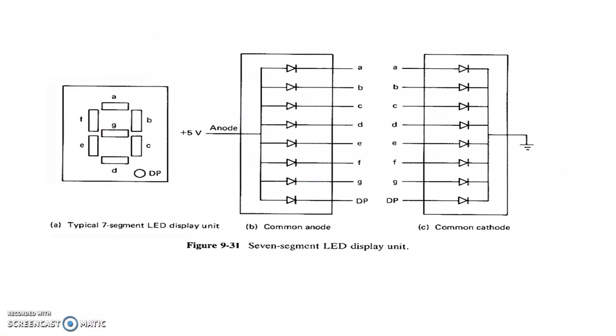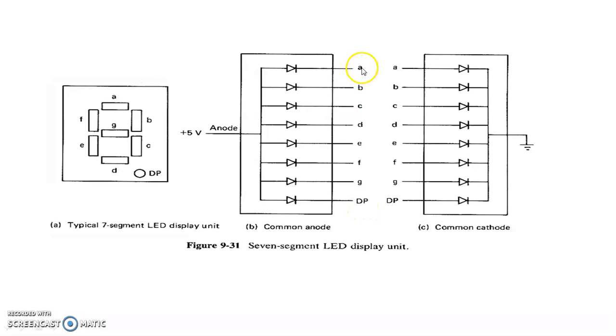So first let me see a simple 7 segment LED display unit. This is a 7 segment LED display unit which has segments A, B, C, D, E, F, G along with the decimal point. It can be of two types: one is common anode and the other is common cathode. In case of common anode, the anode of all the LEDs are connected to the positive 5 volt and the cathode is being driven by the processor. So it is A to G along with the decimal point.